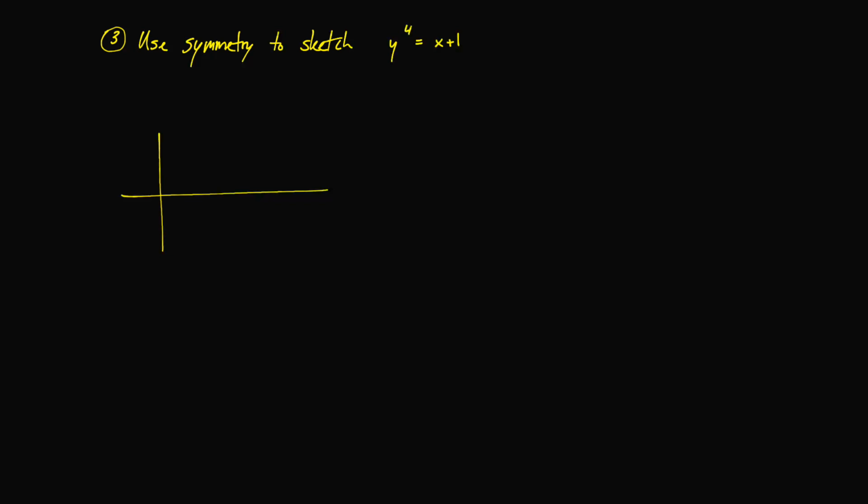Alrighty, so the method of using symmetry to sketch this is this idea that first off you're dealing with y to the 4th equals x plus 1. Not a great way to look at it. So I would actually write it as y equals the 4th root of x plus 1. And note that when you do this you get positive and negative values, right? That's important here.